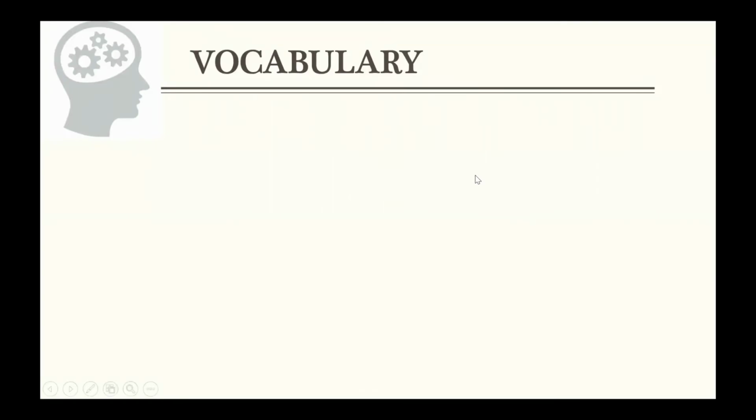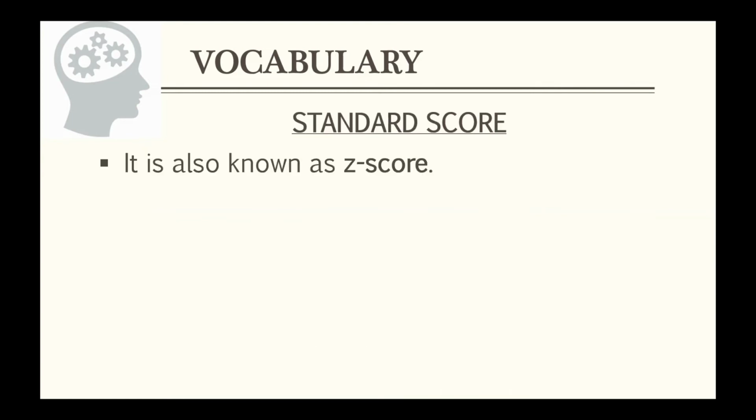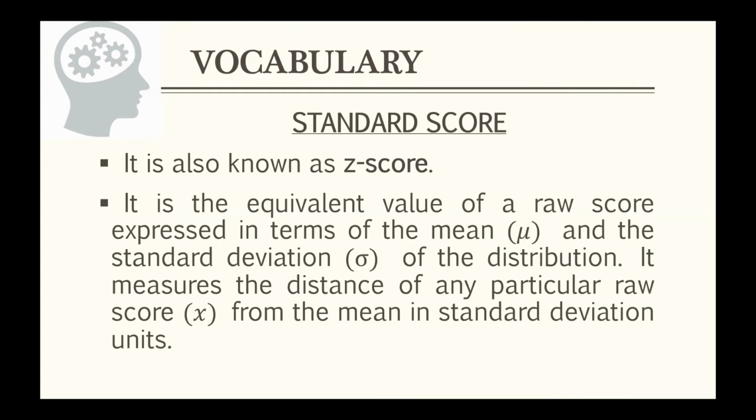In this video, we are going to discuss standard score. When we say standard score, it is also known as z-score. It is the equivalent value of a raw score expressed in terms of the mean with the symbol mu and the standard deviation with the symbol sigma of the distribution. It measures the distance of any particular raw score with the symbol x from the mean in standard deviation units.